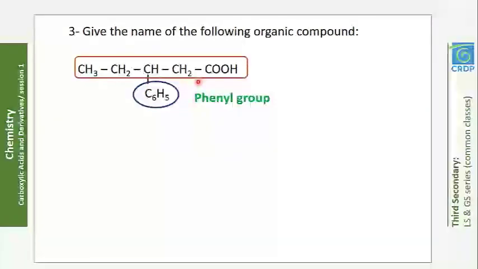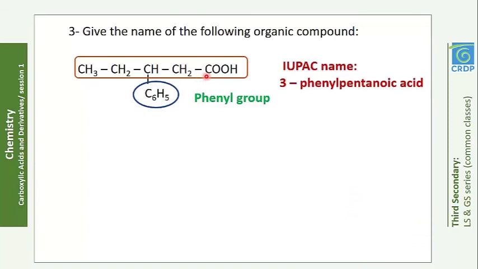Locate it and start numbering. From where will you start numbering this time? Of course, the priority is all the time for the functional group. So 1, 2, 3, 4, and 5. 3-phenylpentanoic acid, because we have 5 carbon atoms, pentanoic acid. Don't forget, this is the phenyl group.